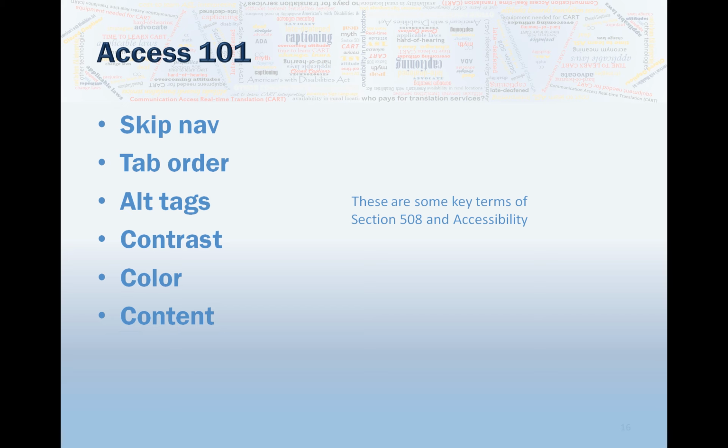Skip navigation refers to the ability to use one key to skip from the navigation to the main content. Imagine having to listen to every item in a menu every time you get to a page, particularly if you're using a screen reader such as JAWS. Tab order is the order you view and access elements using the tab key to navigate, a technique often used by blind users or users with impaired motor skills.